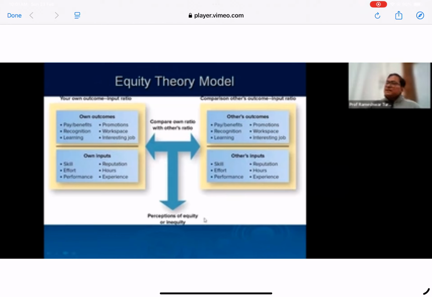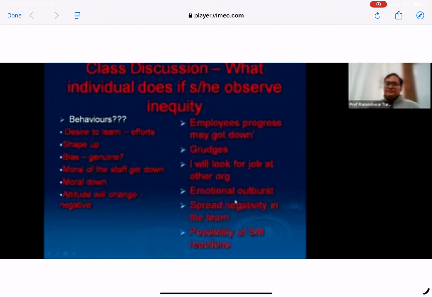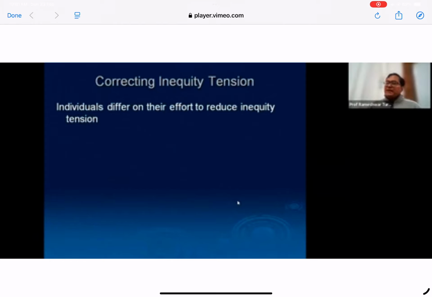Based on that comparison, their perceptions get formed, whether they get their due or not, whether they get what they deserve or don't, or whether they are getting more than what they deserve. And it has consequences. People try to correct this inequity. Suppose I feel that I'm not getting what I deserve. What options do I have? Probably I may go to my boss and try to talk, but you know how much it helps in real life. Very rarely.